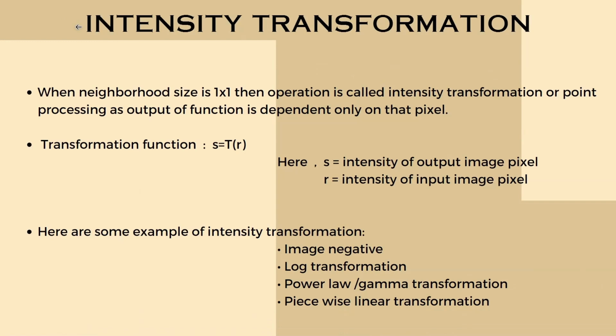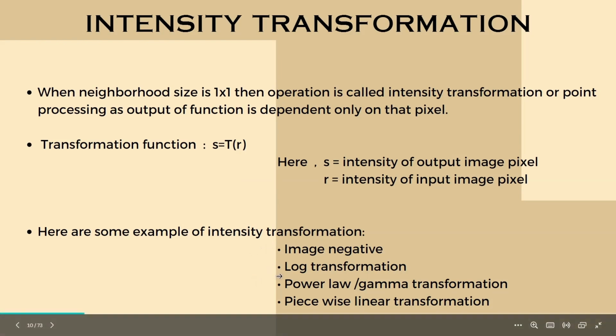Intensity transformation. When the neighborhood size is 1 cross 1, the operation is called intensity transformation or point processing. Intensity transformation can be defined like this, where r is the intensity of the input image and s is the intensity of the output image. Some examples of intensity transformation are image negative, log transformation, power law or gamma transformation, and piecewise linear transformation.